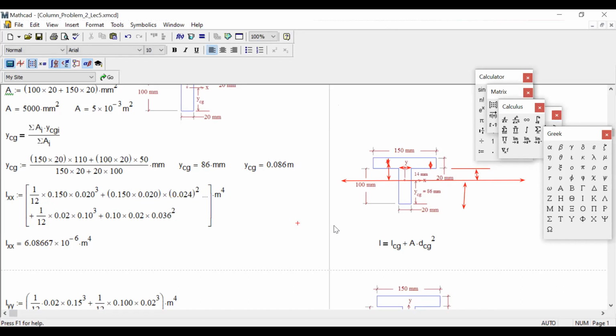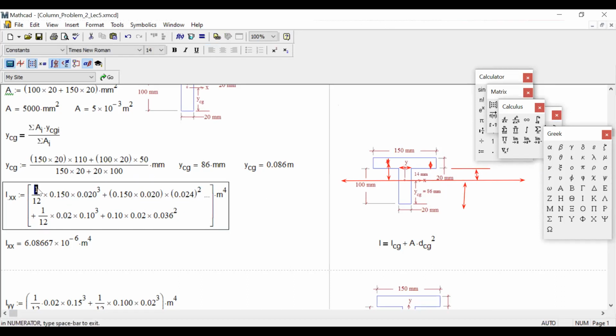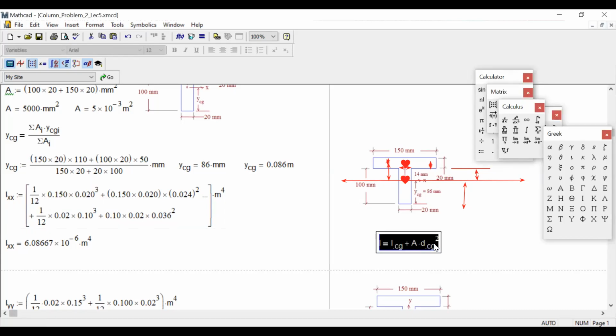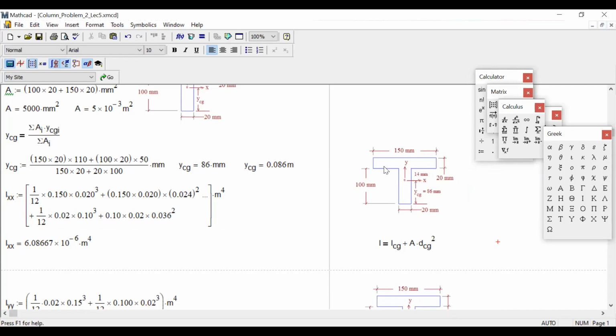Why 24 D square? 1 by 12 B H cube is giving inertia with respect to the CG right over here. But we need to figure out with respect to this point. So that's why we need to use the parallel axis theorem, that I equal to ICG plus A d square, that you already know in your engineering mechanics class. Okay. So we already finished with the top area.